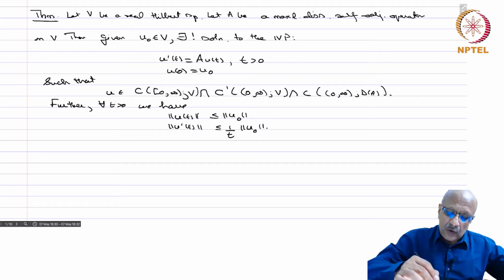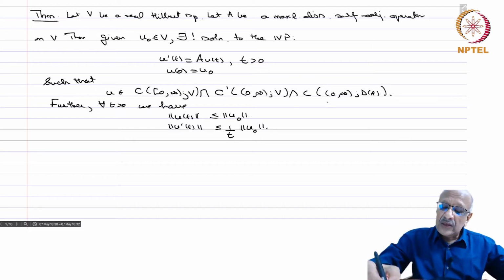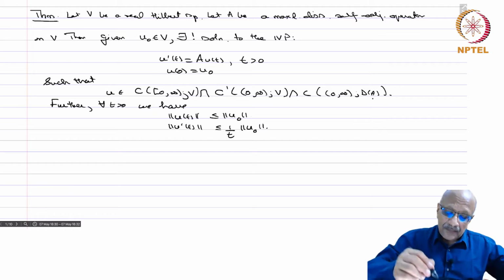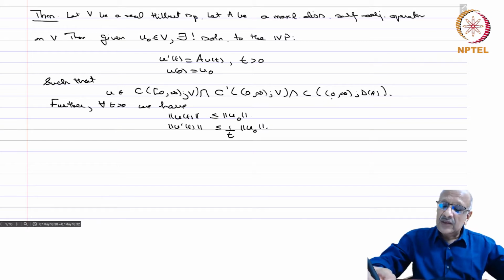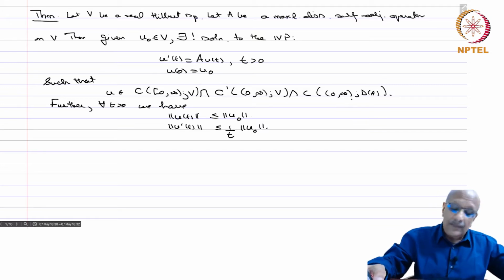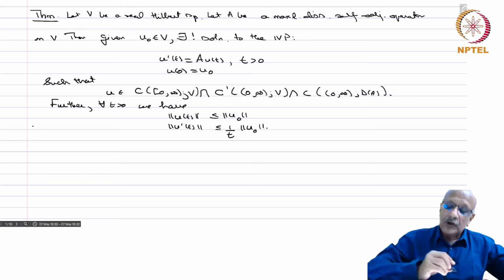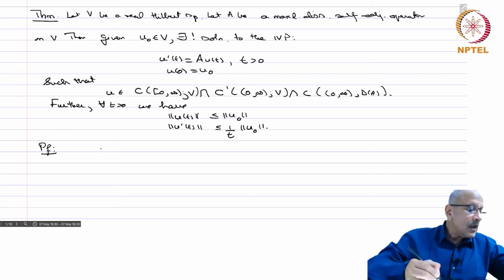Previously we had C1([0, infinity); V), C([0, infinity); D(A)), but now we have C([0, infinity); V), but C1((0, infinity); V) and C((0, infinity); D(A)). Obviously at 0 it is not in D(A) necessarily. Okay, so this is a very beautiful result, namely you can solve for any initial data, you do not have to worry about it being in the domain, and you lose continuity at t equal to 0, which is not a big deal. Okay, so proof.